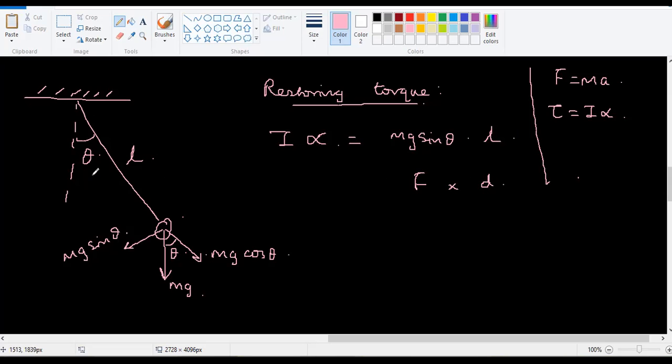You see, this theta is positive, but the force is negative, right? So we put a minus here. When the theta is on the positive side, the force is on the negative side. When the theta is on the negative side, the force will be on the positive side.